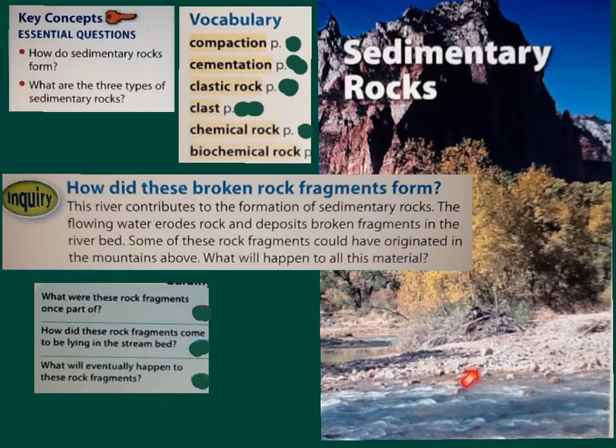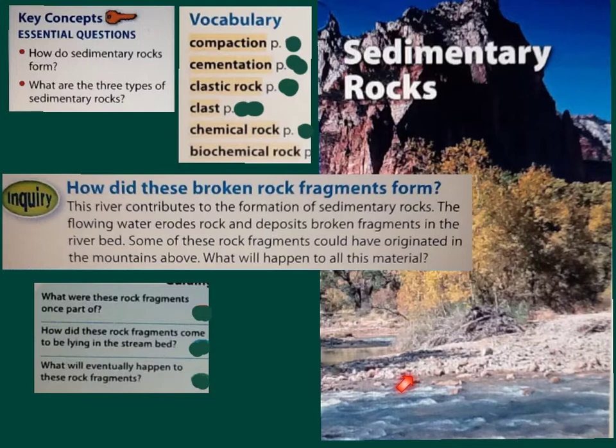This river contributes to the formation of sedimentary rocks. The flowing water erodes rock and deposits broken fragments in the riverbed. Some of these rock fragments could have originated in the mountains above, up here. What will happen to all this material? All this material they're talking about is this up here and all of this material here. What do you think will happen to all of that material?